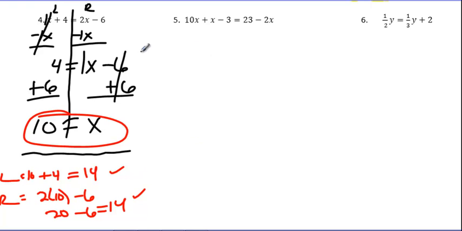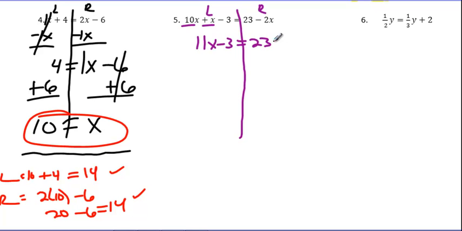Let's move on to number 5. You'll notice number 5 is kind of different, because not only do I have variables on opposite sides, some on the left and some on the right, but I also have like terms on one side. We should always simplify with like terms first. So I'm going to rewrite this as 11x minus 3 equals 23 minus 2x. Now again, there are other ways of doing this, but this will help you avoid most mistakes.